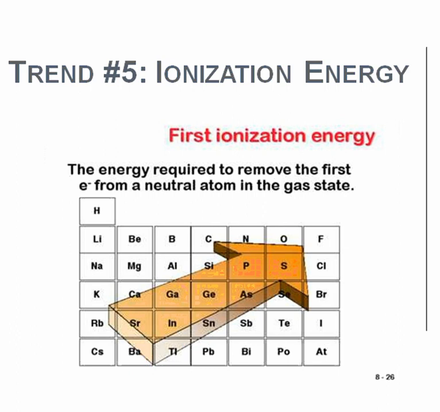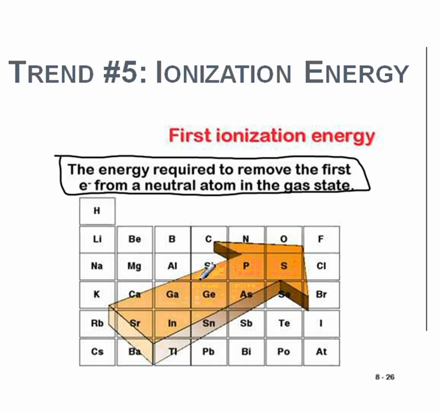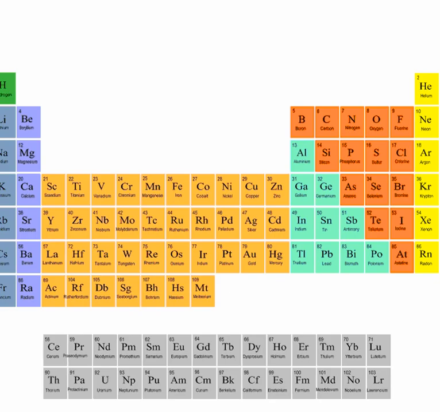The fifth trend is ionization energy. The definition is the amount of energy required to remove an electron, the outer electron basically. The flag again for ionization energy is going to be in fluorine. Technically, noble gases like helium is the highest, but really we say they don't really ionize, so we focus more on the halogens.